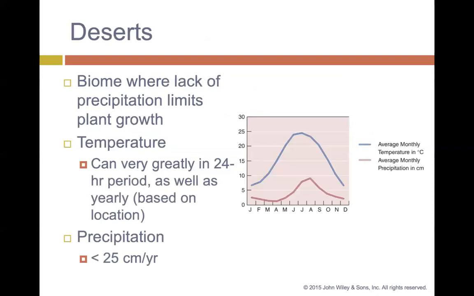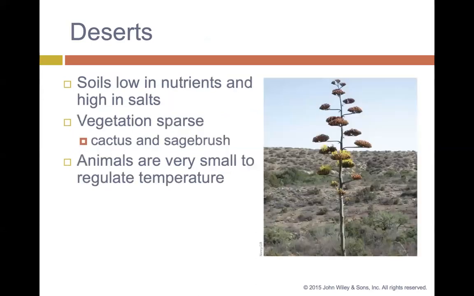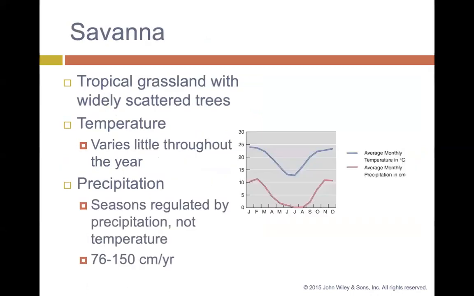Deserts, then, is the biome where there's a lack of precipitation, so it limits plant growth. The temperature can vary very highly, so it can be very hot and then very cold with very low precipitation. Soils are low in nutrients, high in salts. The vegetation is sparse, so you'll see cactus and sagebrush plants, and animals are very small to help regulate their temperature.